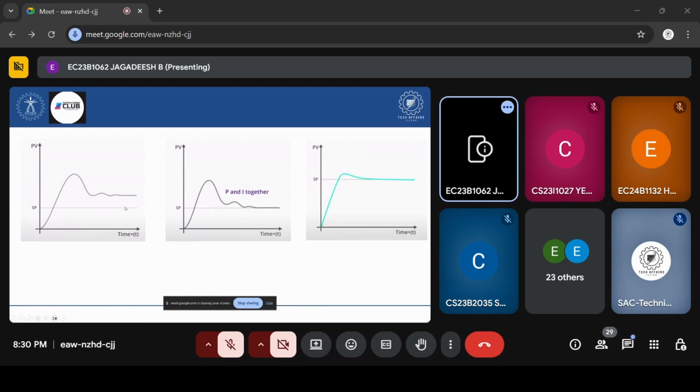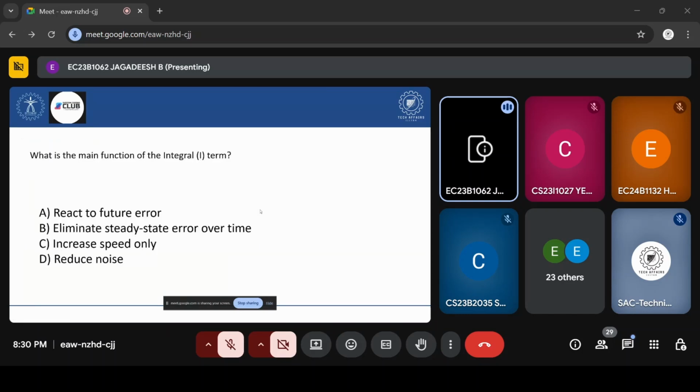If you use only proportional, it will have some steady state error. If you use proportional and integral, we can reduce this steady state error, but it will take some time. Okay, so the answer is B.